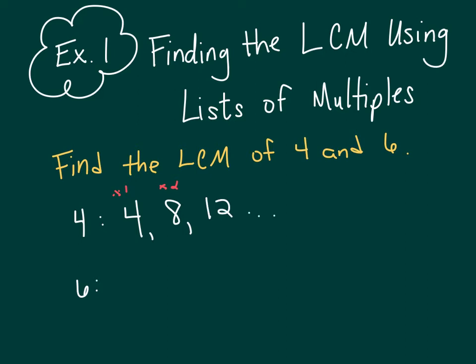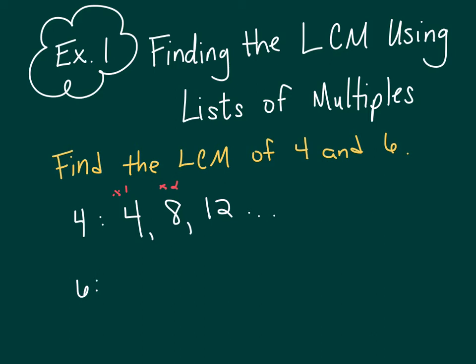Now, because multiples can literally go on forever, because you could multiply it as many times as you needed to, we don't want to list forever. We want to just start. I'm going to always suggest starting with 3 to 5 multiples at a time. So we've got 3 here. We could do a couple more if we wanted to. And then do your other number and compare, because you're looking for the smallest one they have in common.